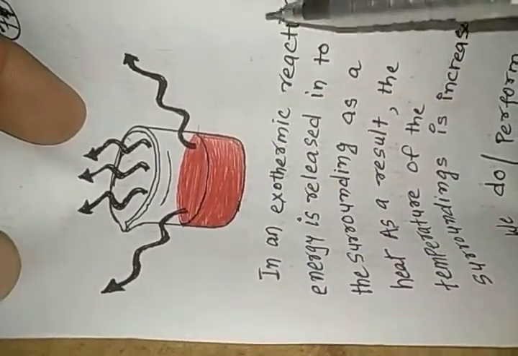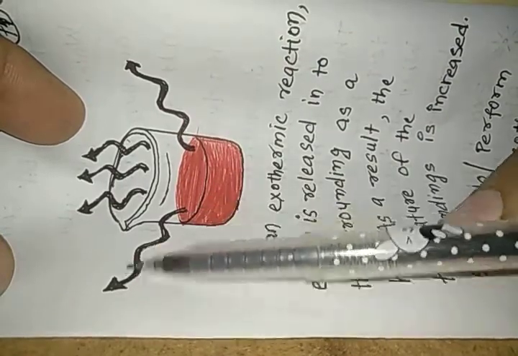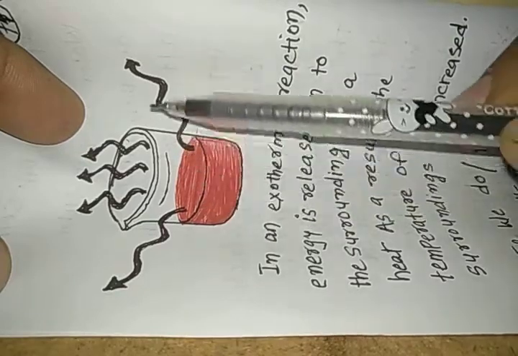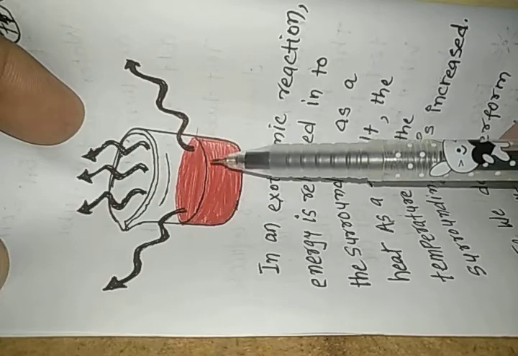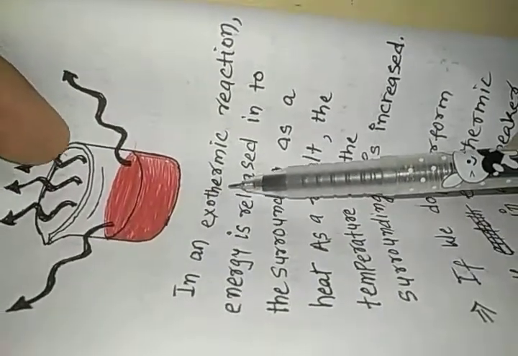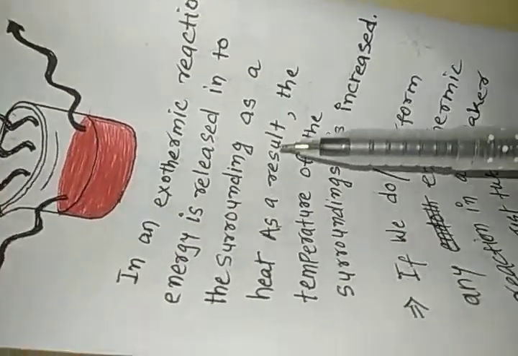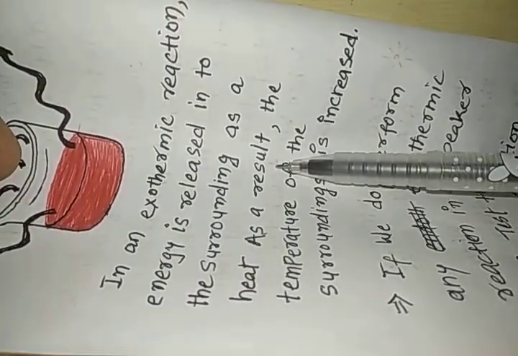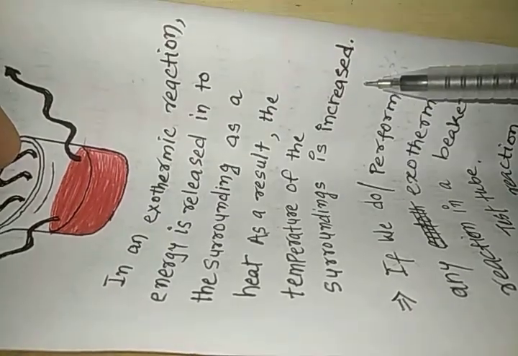You can see that when an exothermic reaction takes place, energy goes out, so heat energy is produced, so the bottom of the vessel in which an exothermic reaction takes place turns hotter. In an exothermic reaction, energy is released in the surrounding as heat. As a result, the temperature of the surrounding is increased.